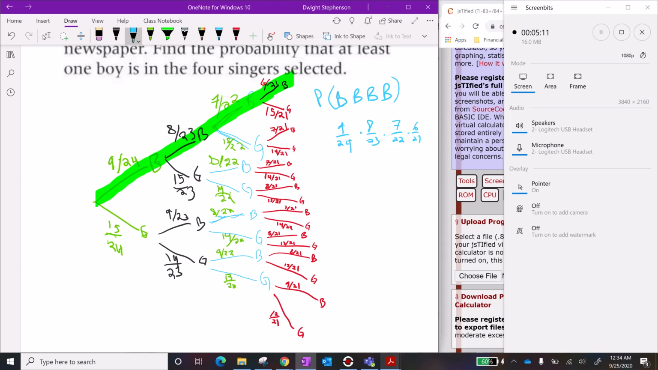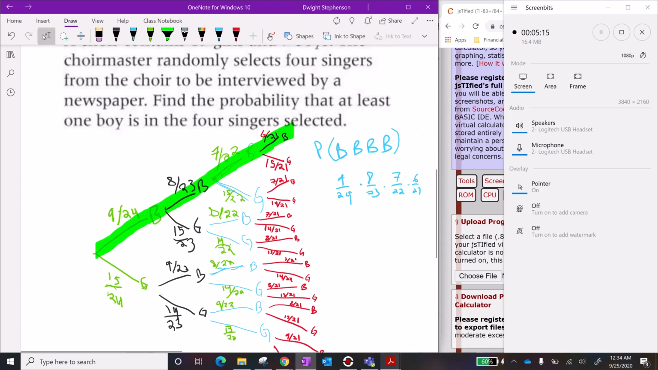What you should do is ask yourself, okay, is boy, boy, boy, boy meeting the criteria of what we want here, right? Is there at least one boy in the four singers? Yes, there are 4 boys, right? So this one would be one of the outcomes that we're looking for. We could then look at the next one, which is boy, boy, boy, and then girl. And that also is in the event that we want, which is, oh, there's at least one boy, right? So you could find all the ones that we want.